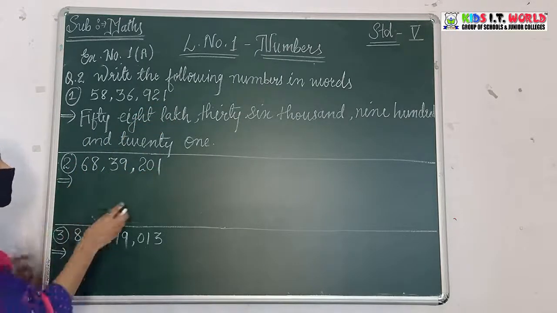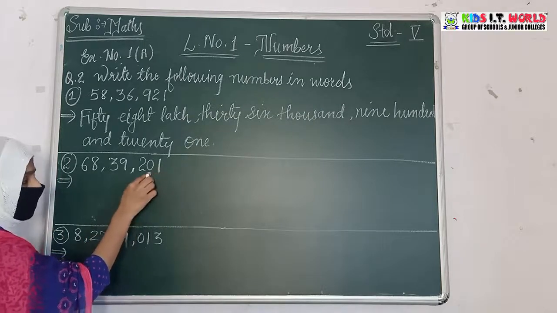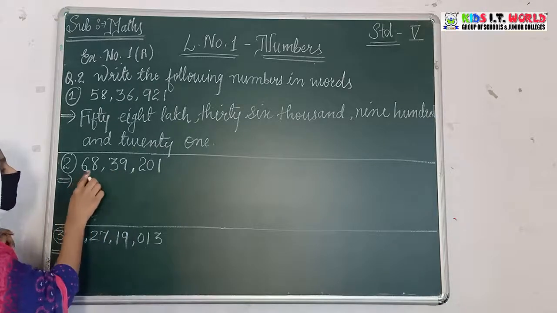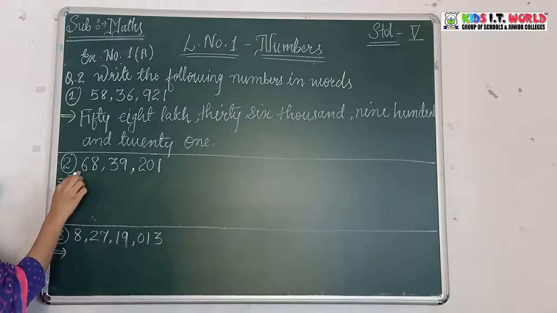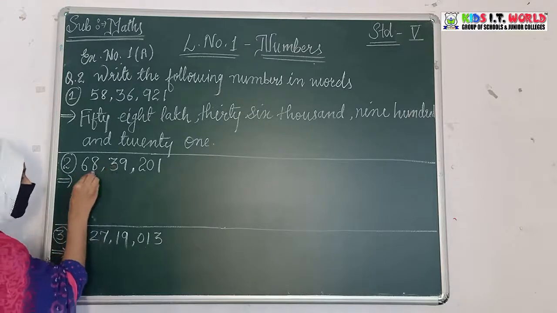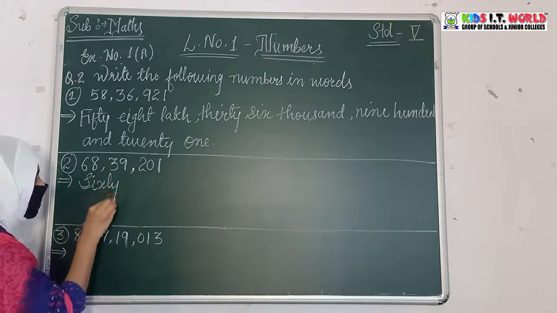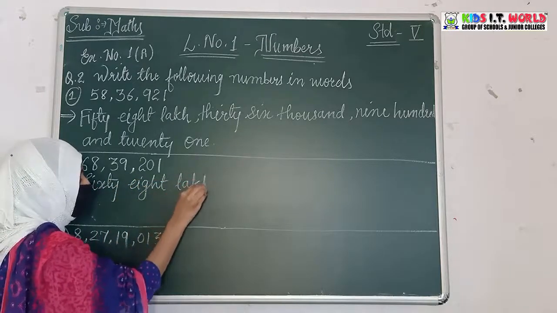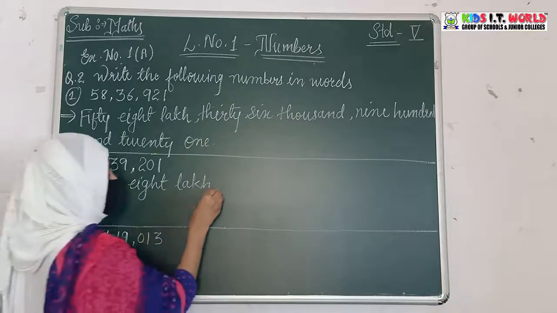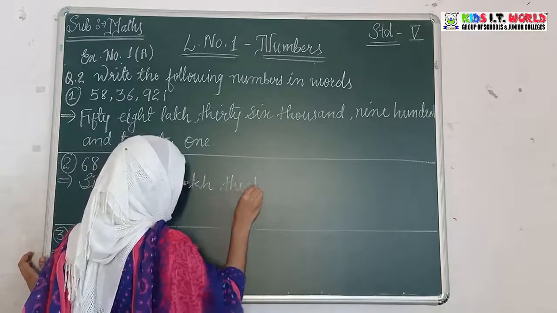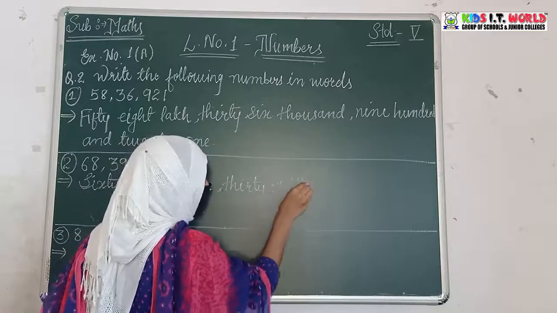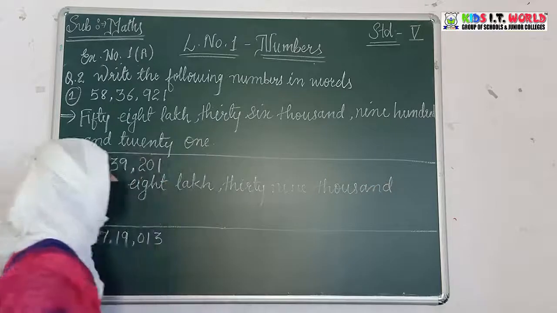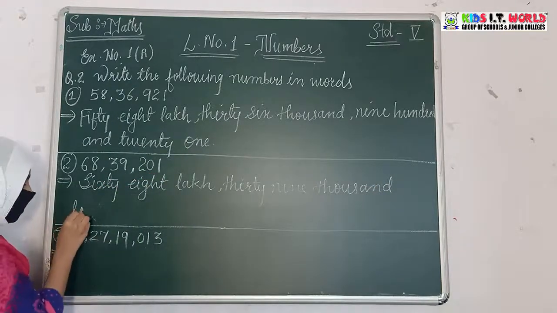Now the next one, again read it from ones, tens, hundred, thousand, 10,000, lakh, 10 lakh. Means it is starting from the 10 lakh. So read it 68 lakh. So write it in the wording: 68 lakh, 39,000, 39,201.